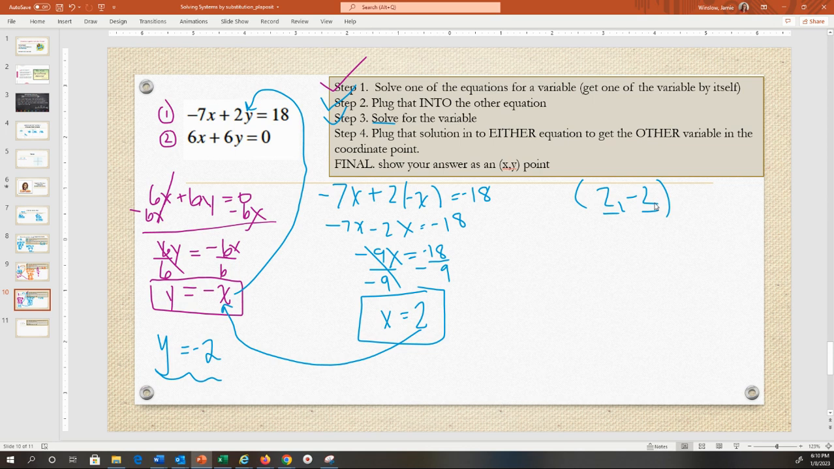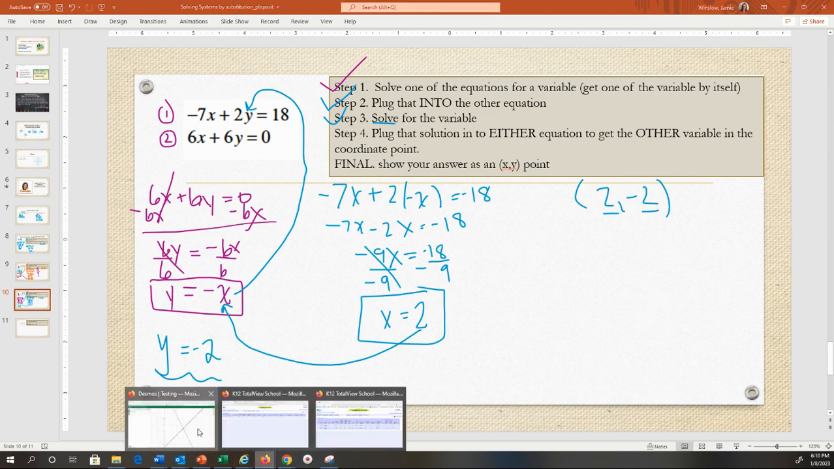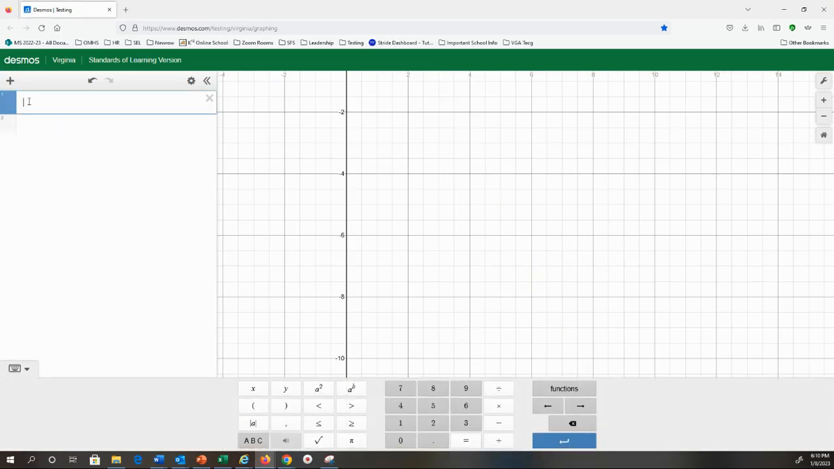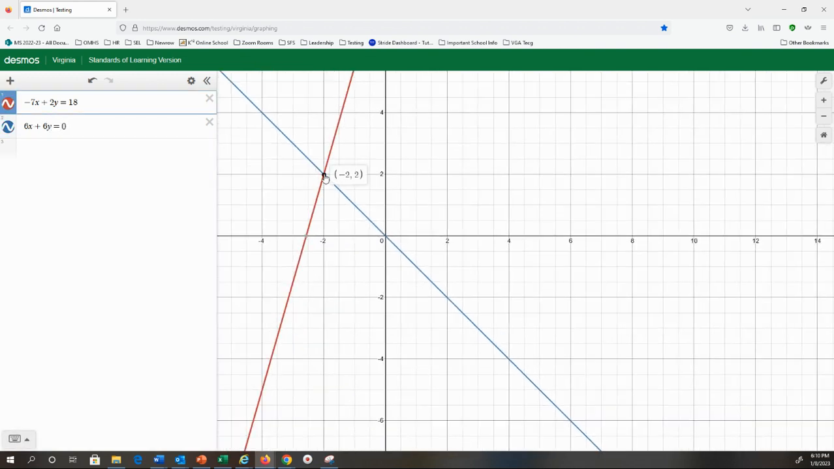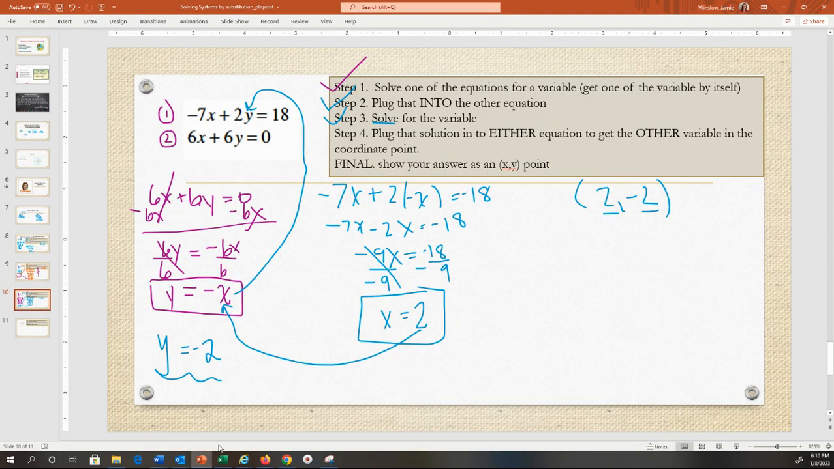And you can probably guess what I'm about to say. But we should go double check our work in Desmos. Let's do it. Trickiest part is making sure you don't type it in wrong, because that'll give you a different answer, right? Negative 7x plus 2y equals 18, and 6x plus 6y equals 0. Switch up here, negative 2, 2. Is that what we got? Oh, 2, negative 2? Did I mess up my signs?